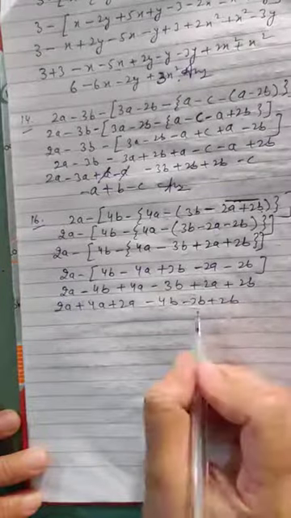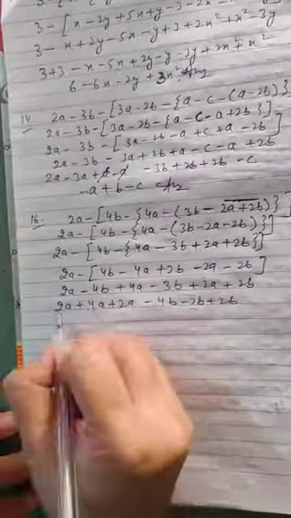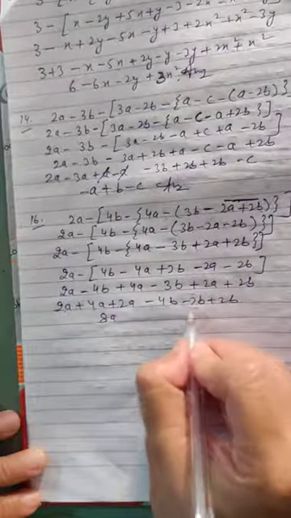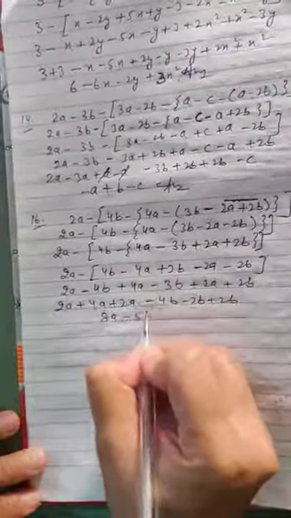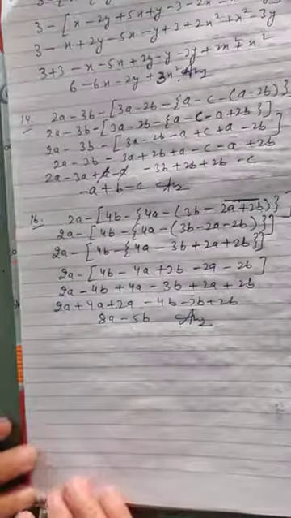Plus 2b. Collect the like terms. 2a plus 4 plus 2 will be 8a. Minus 4 minus 3 minus 7, and then minus 5b is the answer. 8a minus 5b is the answer.